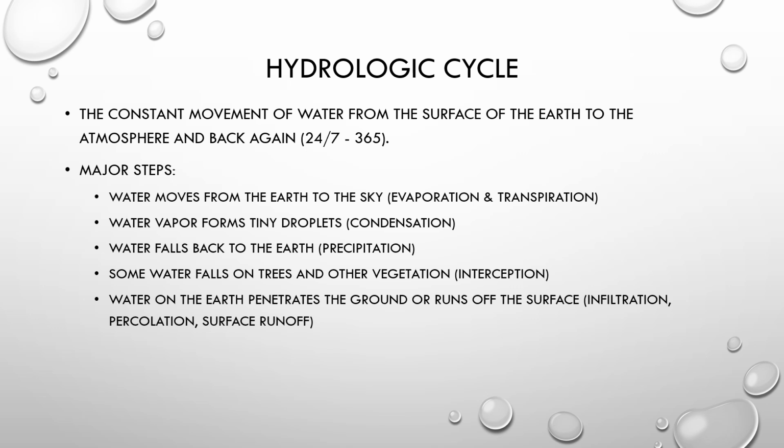So once some water falls, it'll hit the trees and the vegetation, and that is a process called interception. And then the rest of it will fall to the earth and penetrate the ground or turn into runoff and recharge surface waters.